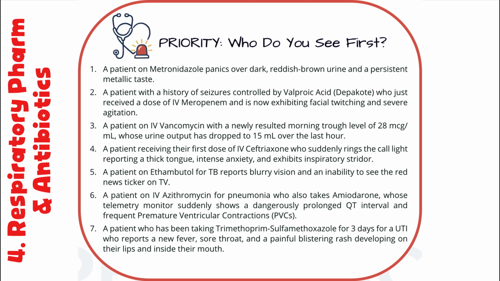Then, a patient on vancomycin with a trough of 28 and urine output down to 15 milliliters an hour. Acute renal failure in progress. Hold the dose now. Then, a TB patient on ethambutol reporting blurry vision and losing red-green color discrimination. Hold the drug before that nerve damage becomes permanent. And last, stable, not urgent, a patient on metronidazole panicking over dark urine and a metallic taste.